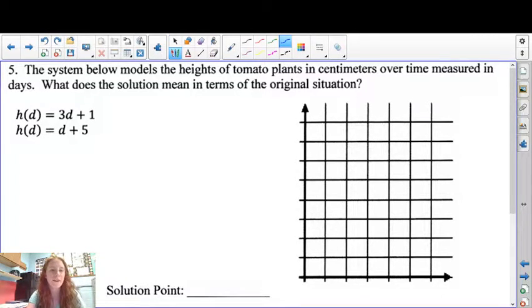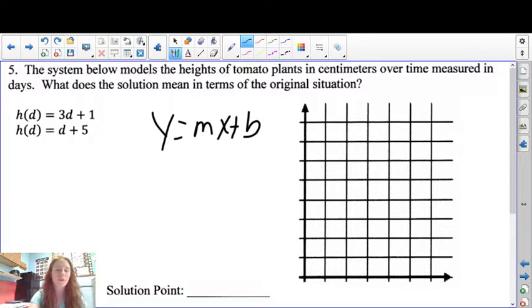Number 5. The system below models the height of tomato plants in centimeters over time, measured in days. What does the solution mean in terms of the original situation? Well, I see instead of x and y, I have h and d. And I'm just going to write something off to the side so I don't forget. y equals mx plus b. So we're going to compare which of these letters is similar to the other.